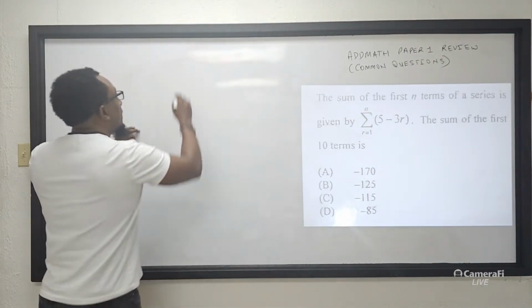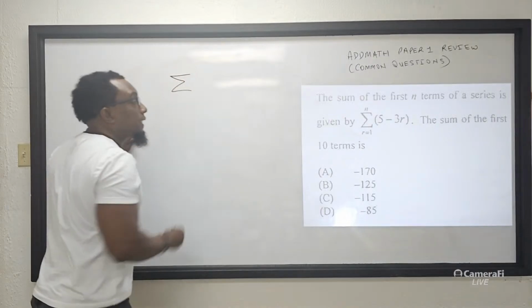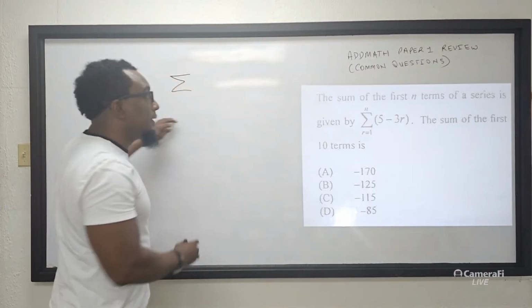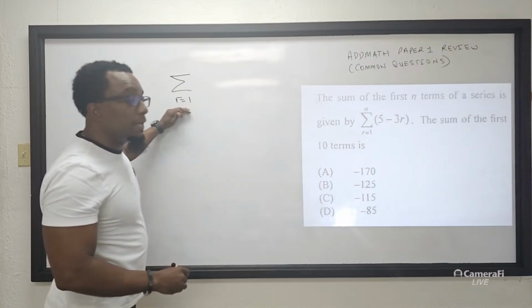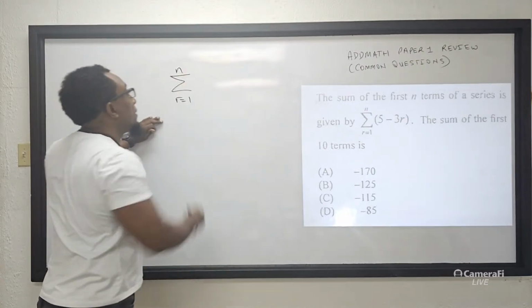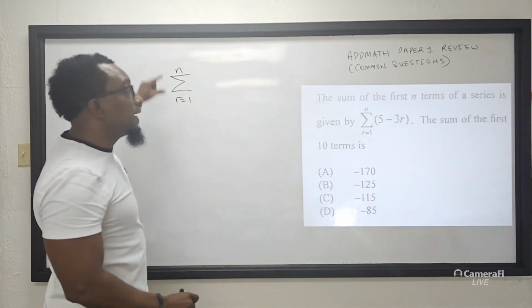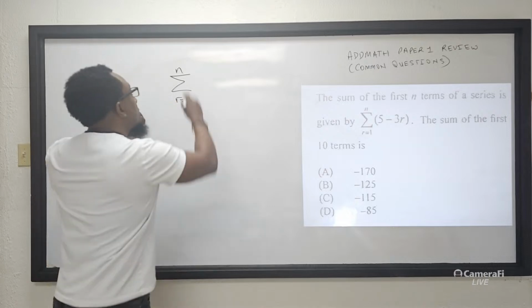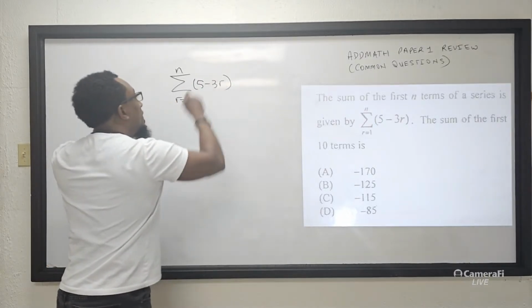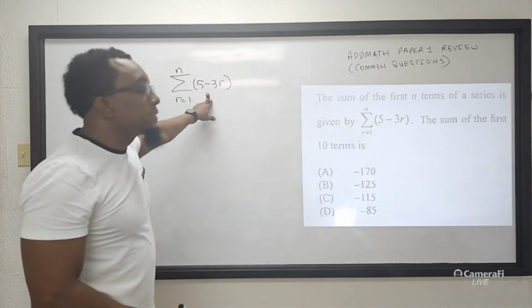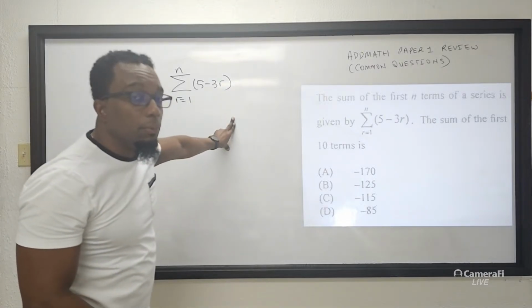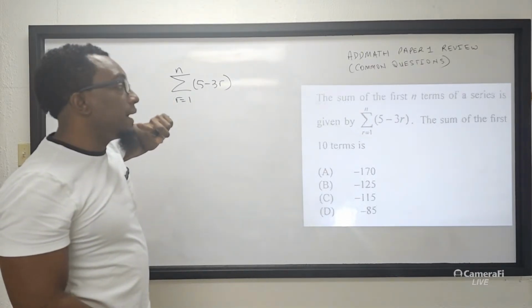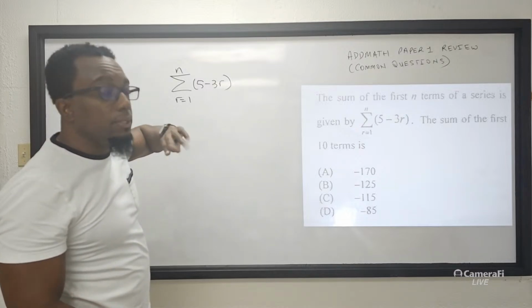So, once we're given this notation, it means it's a sum, right? r equal to 1, this is the lower limit, meaning you're starting at 1. n is the upper limit, right? So we have this, want to find the sum to n terms. And this 5 minus 3r represents the formula to determine what each term is equal to. So they want us to find the sum of the first 10 terms.